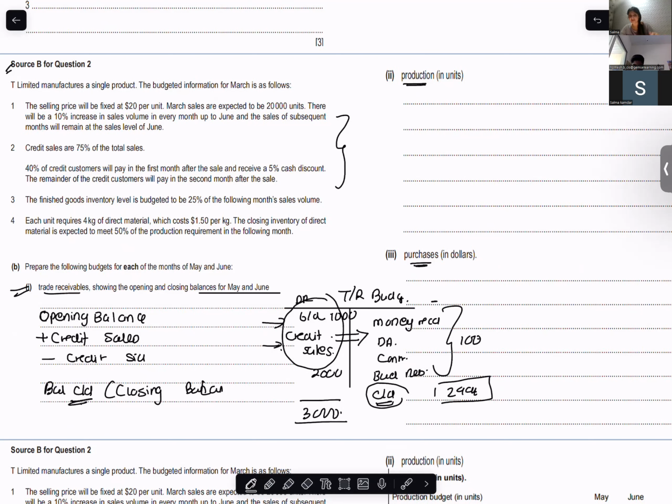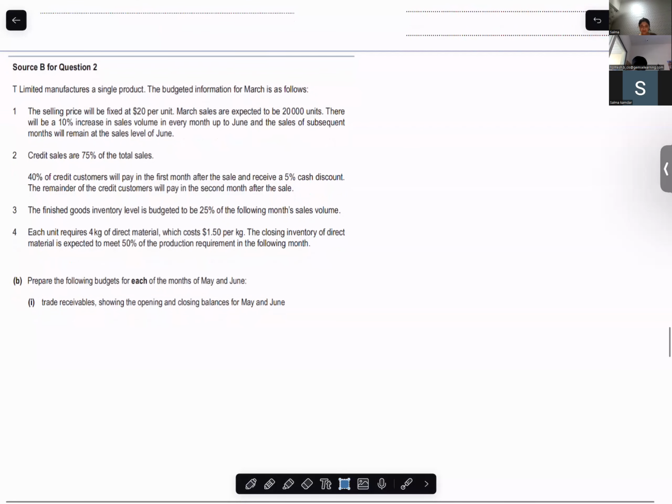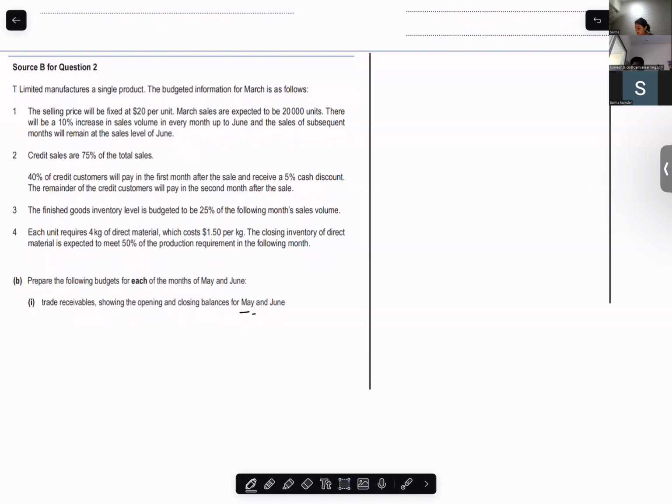What was your target? You have to work on the trade receivable budget, keeping in mind this format. So what is our target? What are we supposed to make? We're supposed to make the trade receivables budget for each month, right? So we know that when we are making the trade receivable budget, the first two things that should definitely be there for the month of May and June. So the first two things that should definitely be there is what?